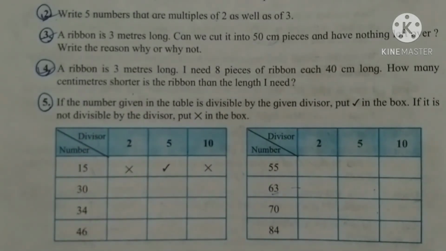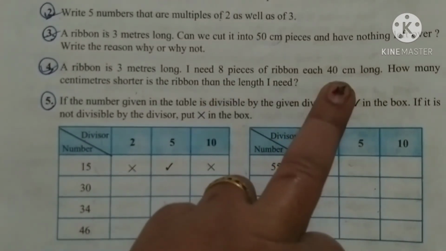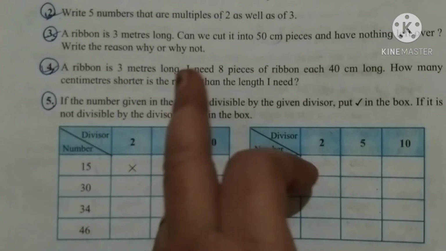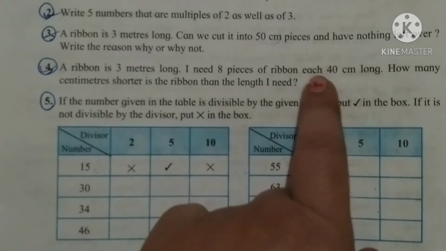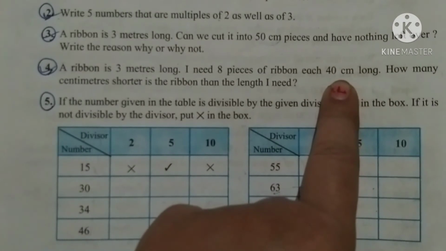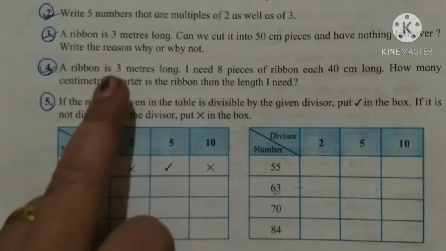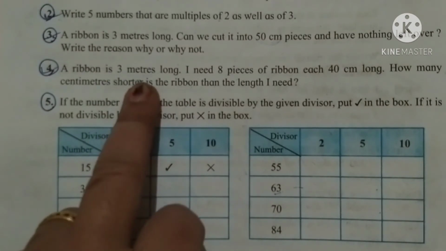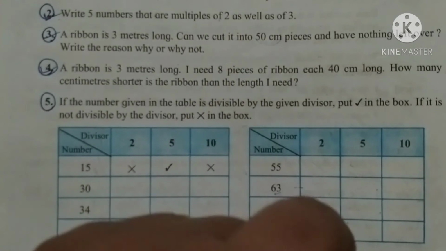Now what is the question? Is it possible to make 8 pieces of 40 centimeter from that ribbon? That is the question that we have to find. So 3 meter means again how much centimeter? 300 centimeter. And how many pieces do we have to make? 8 pieces.